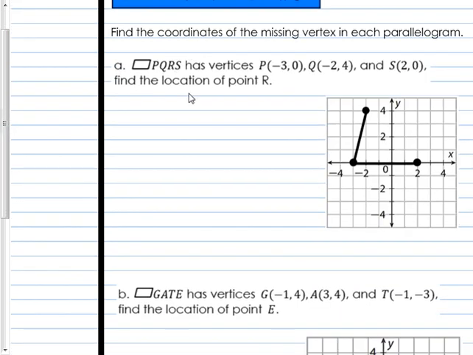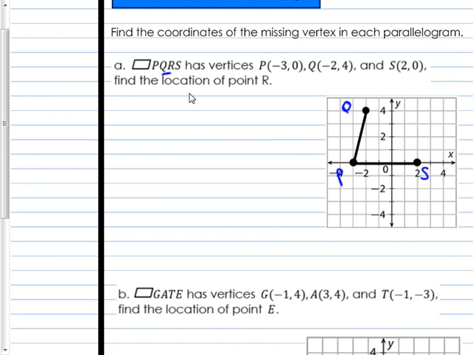Example 3 says, find the coordinates of the missing vertex in each parallelogram. So PQRS has vertices of P (-3, 0), Q (-2, 4), and S at (2, 0). Find the location of point R. Well, I can see the point R is the third letter, so PQR has to be somewhere in this area before S. Okay? So a couple of ways that I can find this. I'm going to erase this so we're not confused.